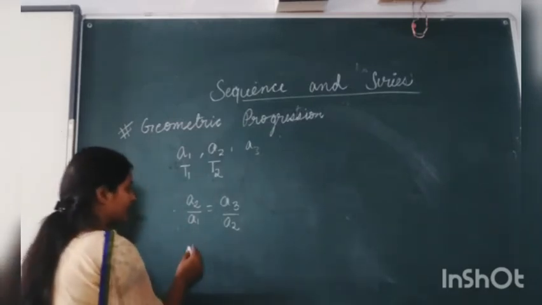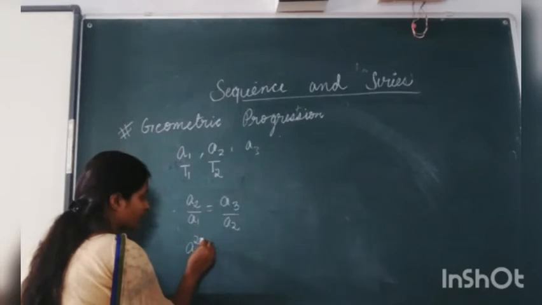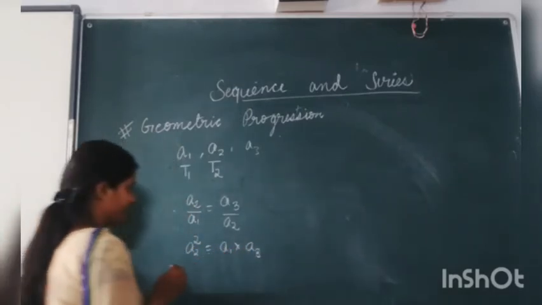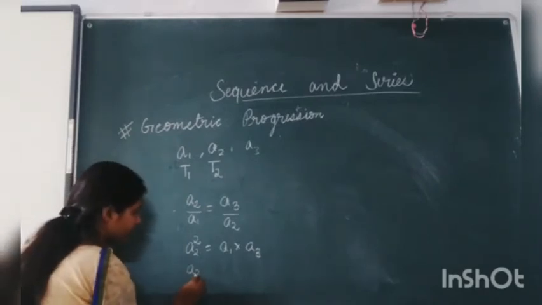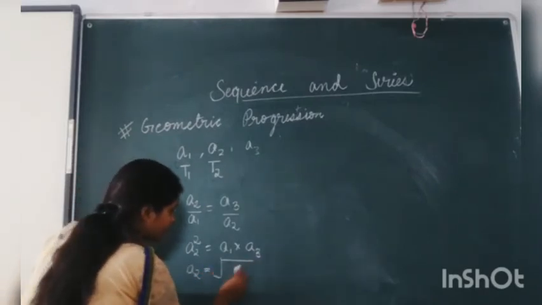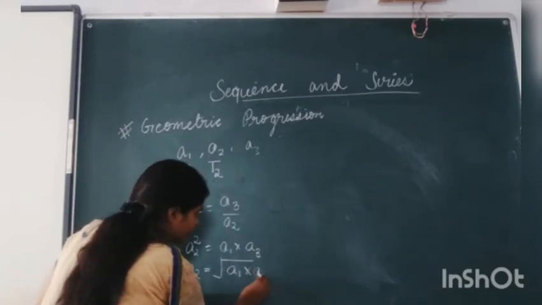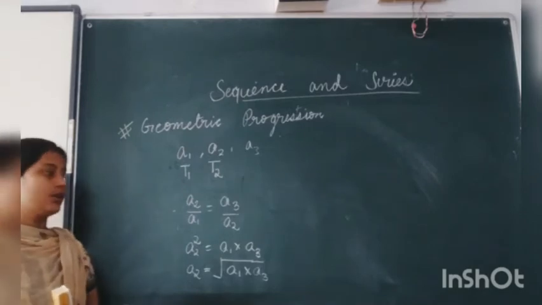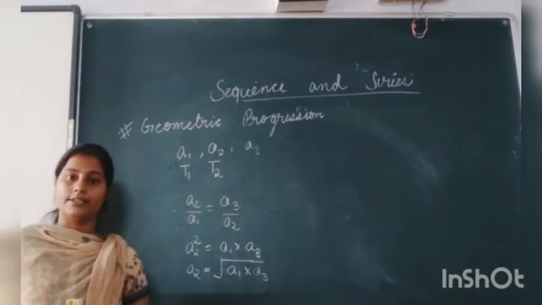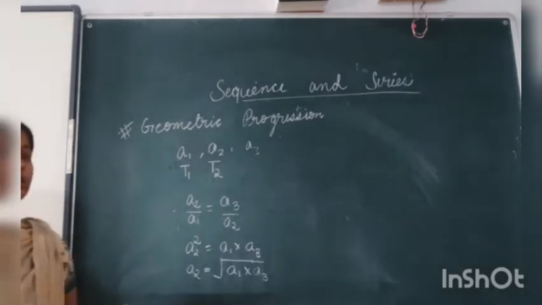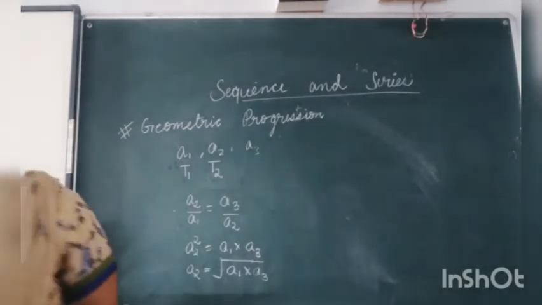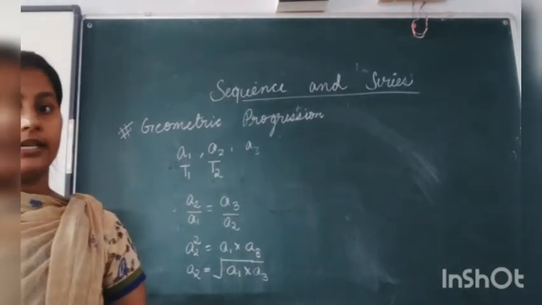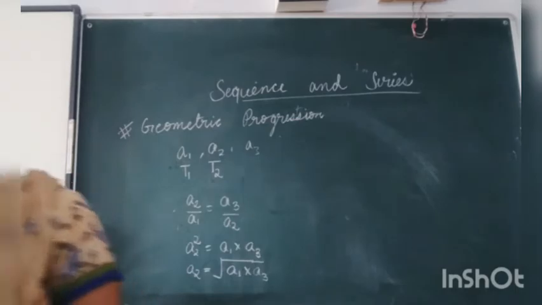अभी हम इसको क्रॉस मल्टीप्लाई कर सकते हैं. We will have a2 square is equals to a1 into a3. That is, from here we can calculate the value of a2 as under root a1 into a3. In this case, a2 is the geometric mean of the terms a1 and a3. So the way we have found in questions, if it is required to find the arithmetic mean, similarly we can find the arithmetic mean or geometric mean, anything that has been asked related to these two topics.